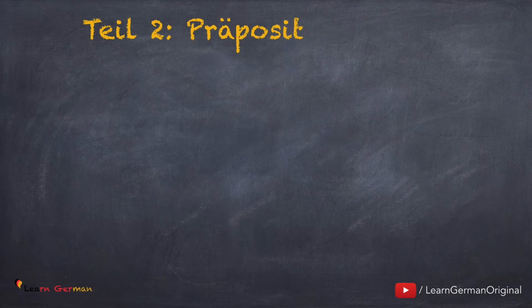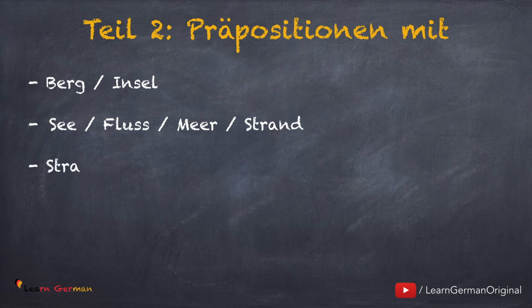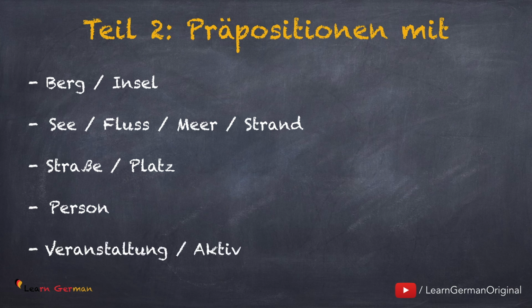Well done. In the second part, we will be doing Präpositionen mit Berg oder Insel, See, Fluss, Meer, Strand, Straße, Platz, Person und Veranstaltung oder Aktivität. Do check out the video.